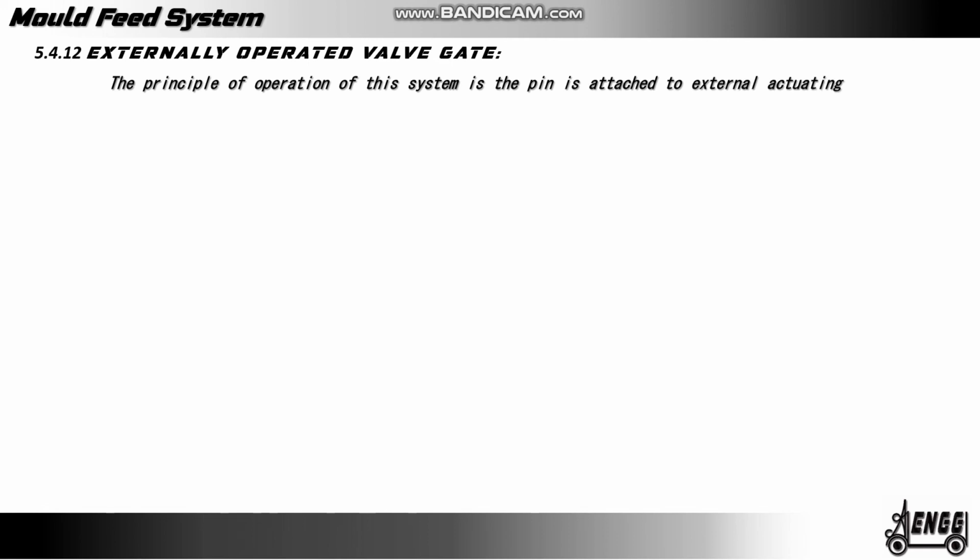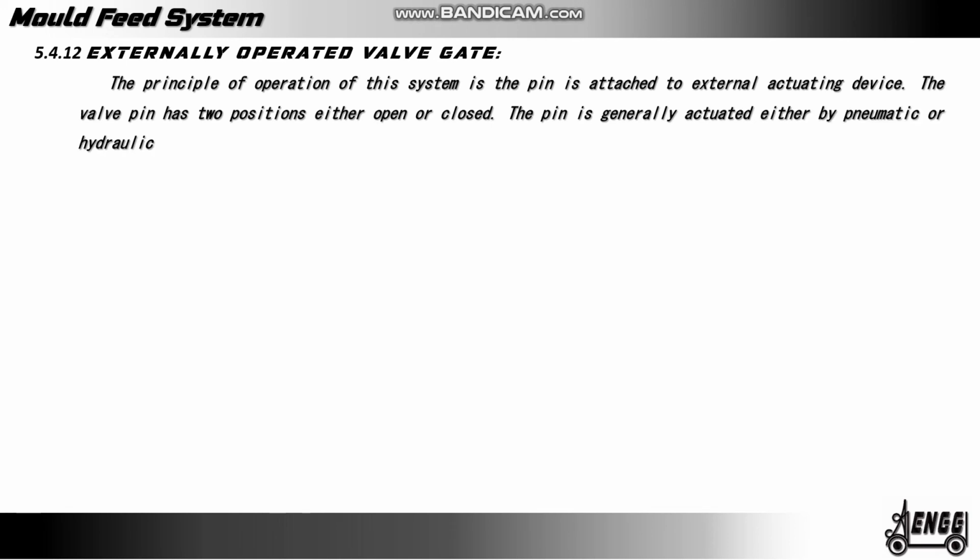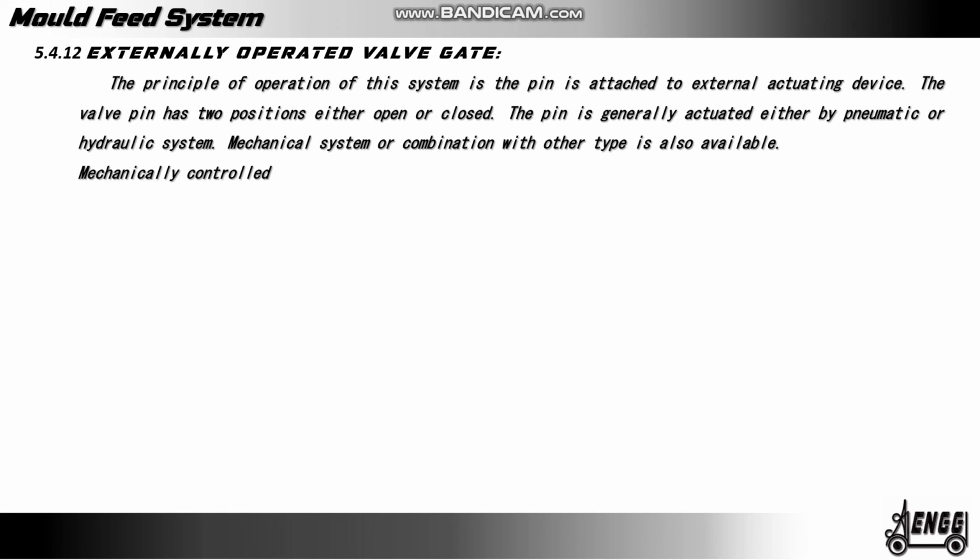Externally operated valve gate. The principle of operation of this system is that the pin is attached to an external actuating device. The valve pin has two positions, either open or closed. The pin is generally actuated by either a pneumatic or hydraulic system. Mechanical systems or combinations with other types are also available. Mechanically controlled pins can have single or double acting operation.